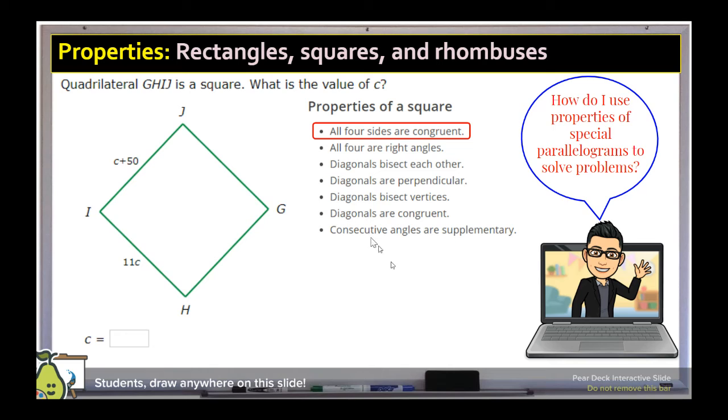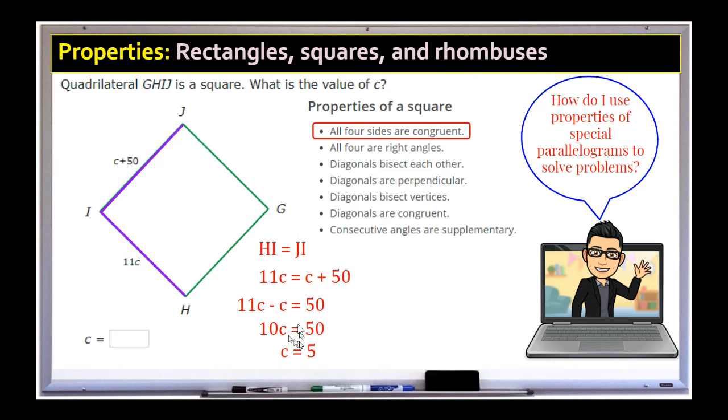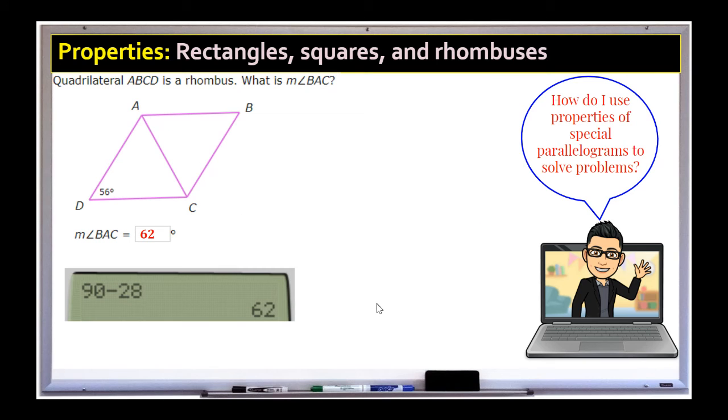All right, here's another one. We have a square, and all four sides of the square are congruent, so we set them equal to each other and solve the equation. We subtract c, we get 10c equals 50. We divide by 10, we get c equals 5. And that's all this question is asking. It's asking us for c. It doesn't ask for a segment, okay?